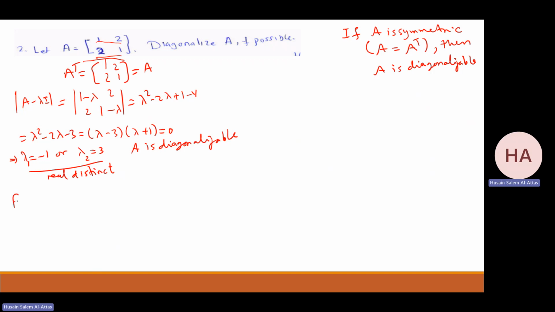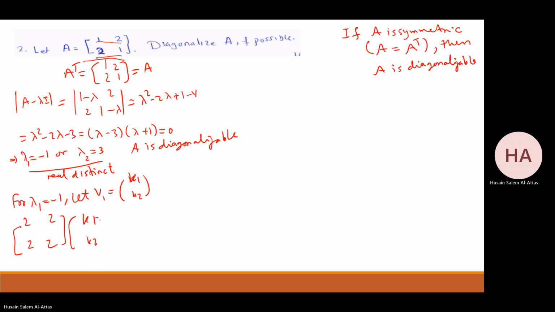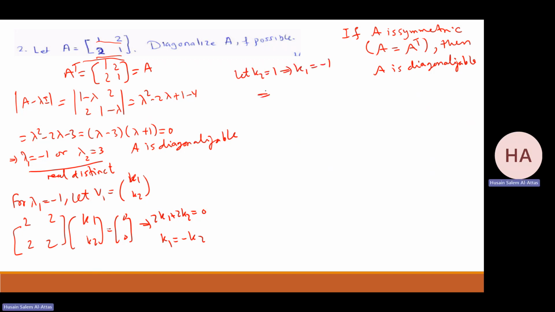Now for lambda equal minus 1, I let V1 be k1, k2. What will be the system? That will be 2, 2, 2, 2. So I have 2k1 plus 2k2 equals 0. In other words, k1 equals minus k2. So I let k2 be 1, so k1 will be minus 1. So V1 is minus 1, 1.